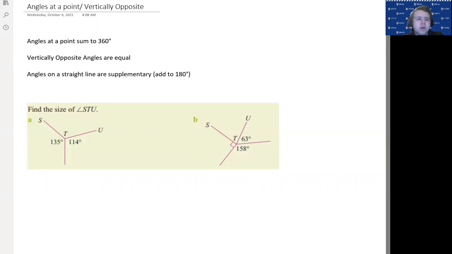We're continuing looking at angles. Today we're looking at angles at a point and vertically opposite angles.